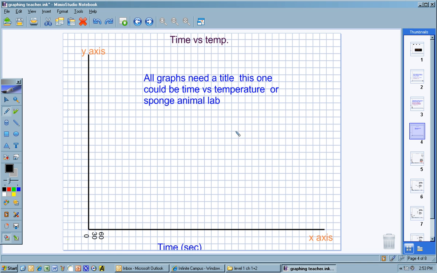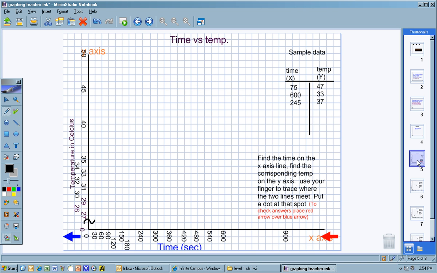All graphs need a title. This one will be time versus temperature, and the title goes right here. You could also write Sponge Animal Lab. Once you have the time across the bottom and the temperature in Celsius going up, then it's time to actually do the graphing. How that works is you need to find the time on the x-axis and the corresponding temperature on the y-axis.